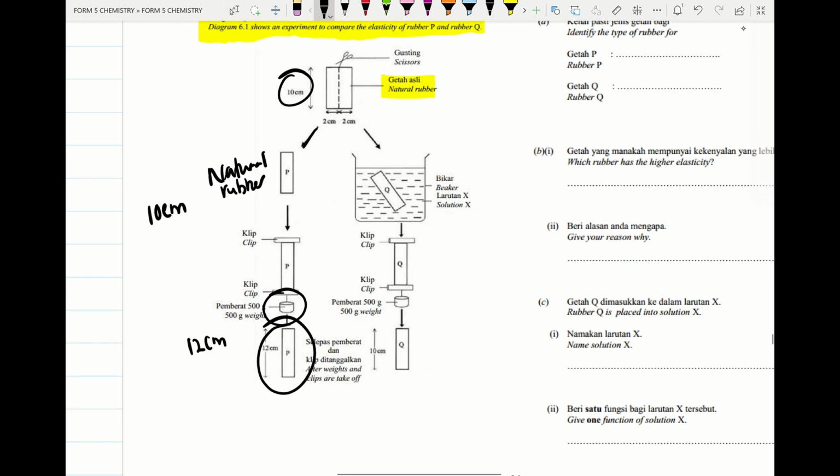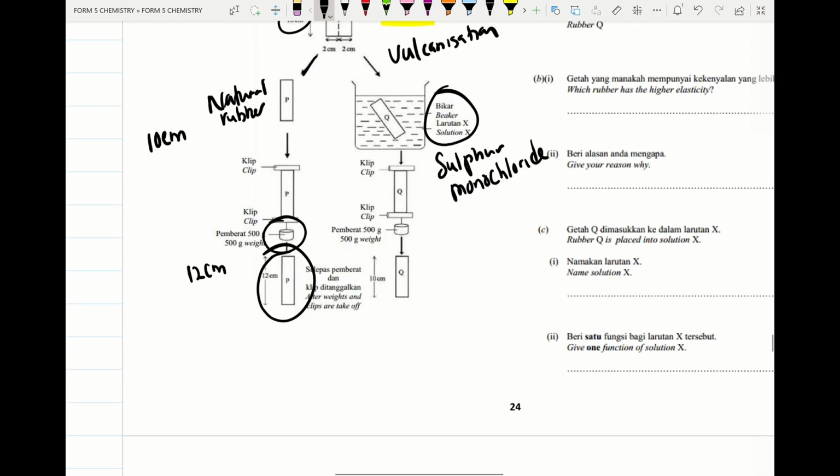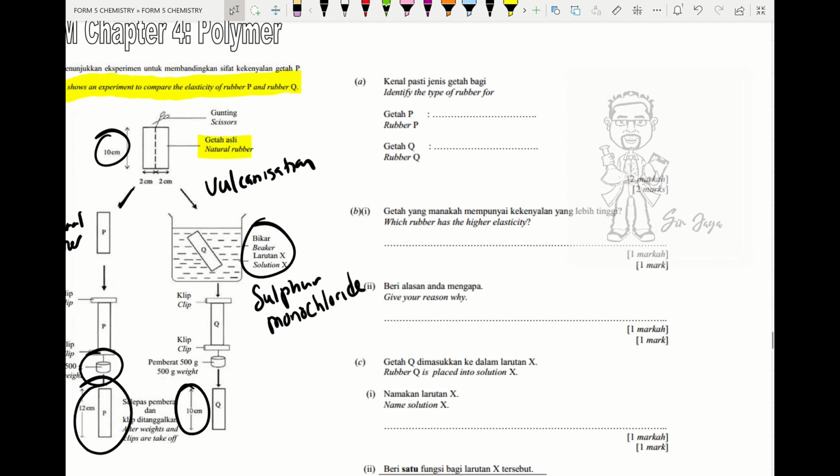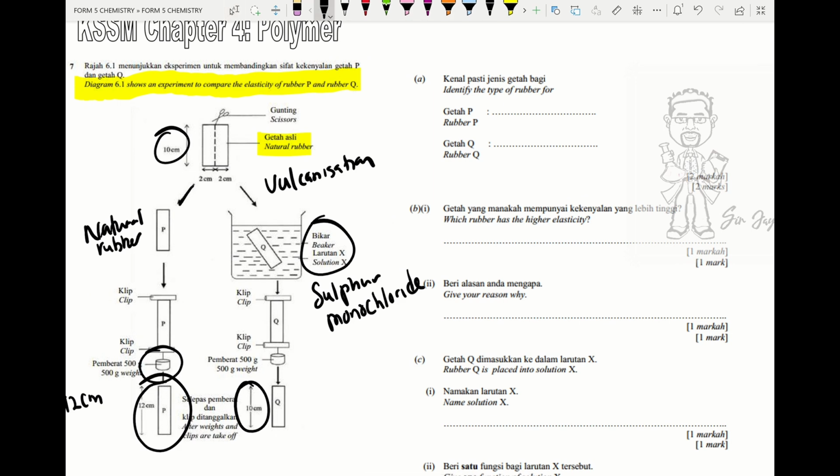The other strip of natural rubber has been soaked in solution X. So this process is known as the vulcanization process. The solution X can be sulfur monochloride solution, and this rubber is known as vulcanized rubber. When a 50 gram weight is hung, the initial length is also 10 cm, and when the weight is removed, it is able to retain its original position. All right, so we try to check the question. Identify rubber type P. Rubber type P is natural rubber. Rubber type Q is vulcanized rubber.